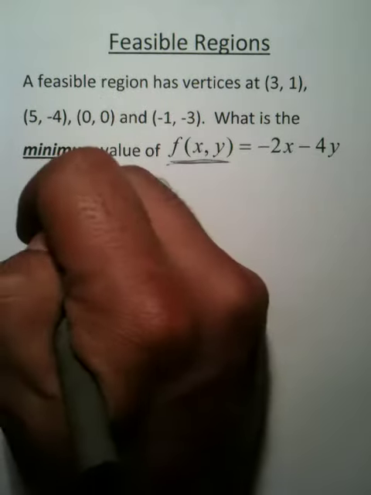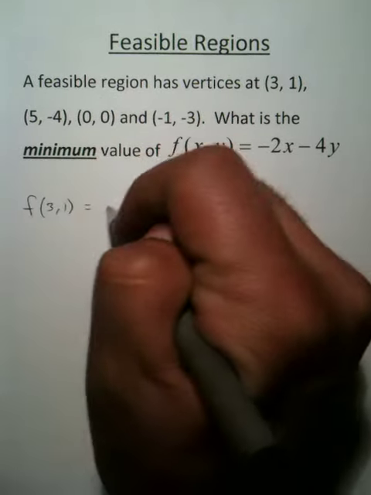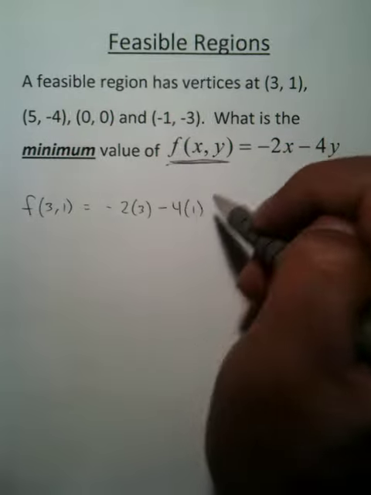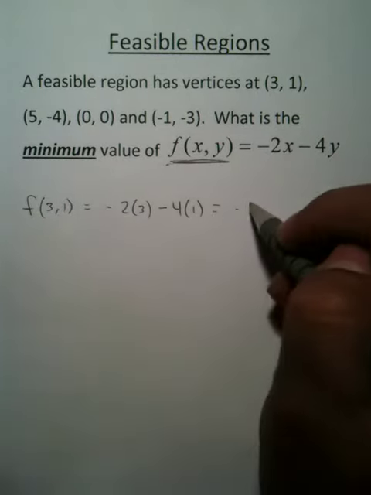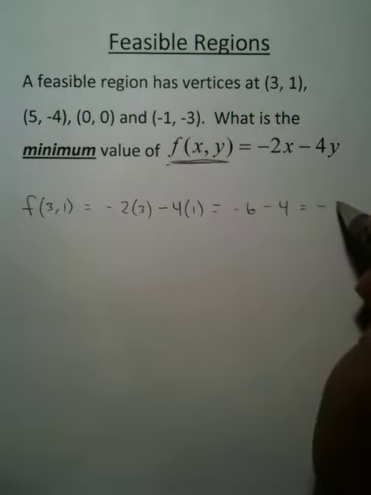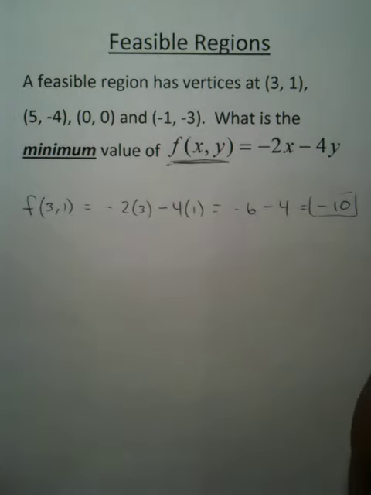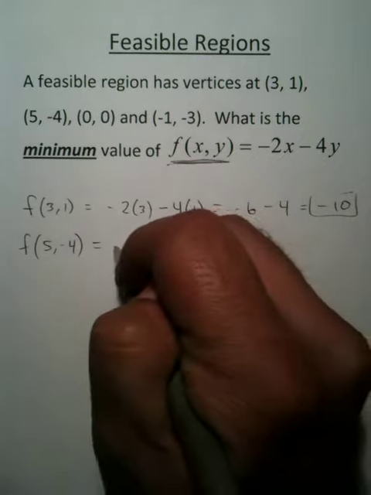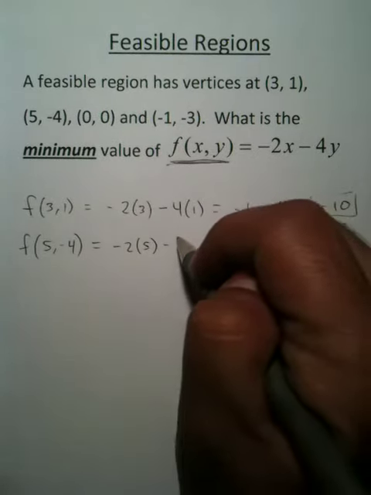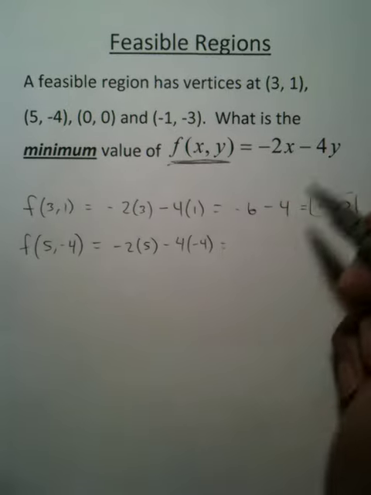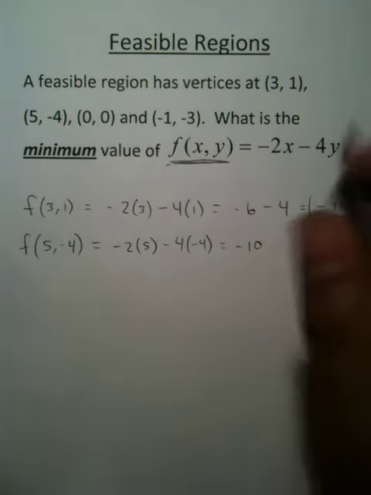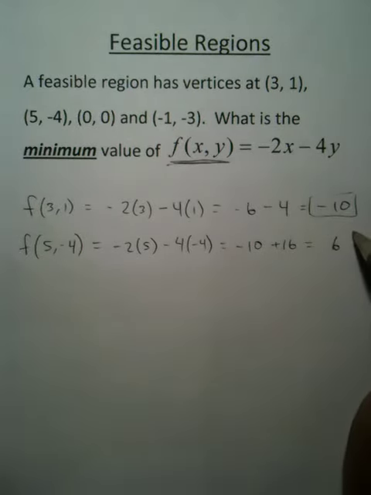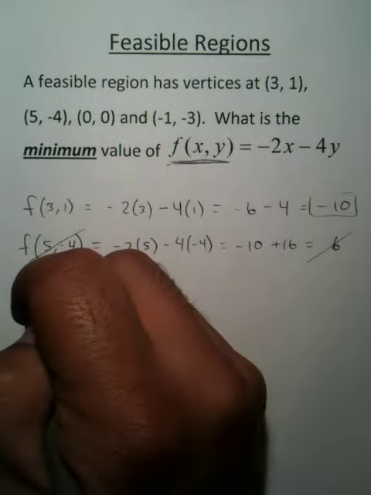So you take f of 3 and 1, and you get negative 2 times 3, and then minus 4 times 1, which is negative 6 minus 4, which is the same thing as negative 10. Alright, looking good. Each problem does the same thing. Negative 2 times 5 minus 4 times negative 4: negative 10, and negative 4 times negative 4 is positive 16, which gives us a positive 6. So far this isn't the minimum value, so we're not going to be using this as an answer.